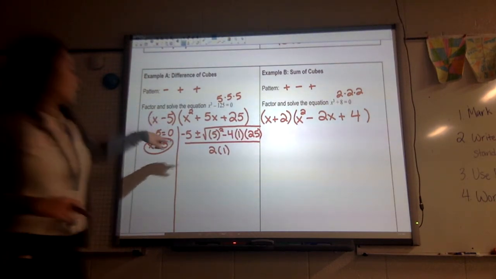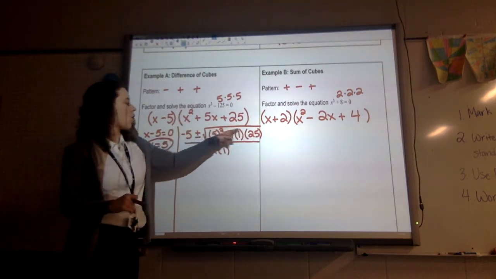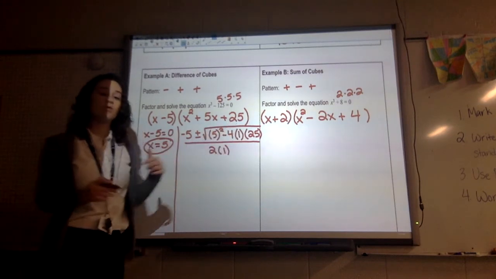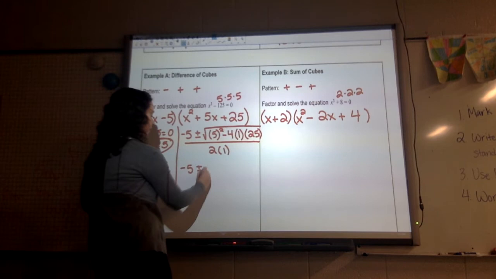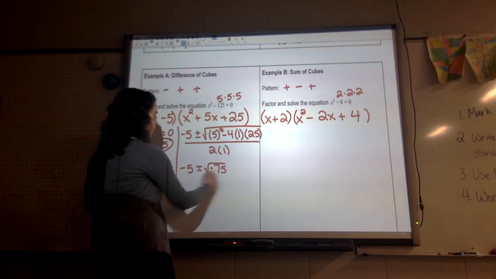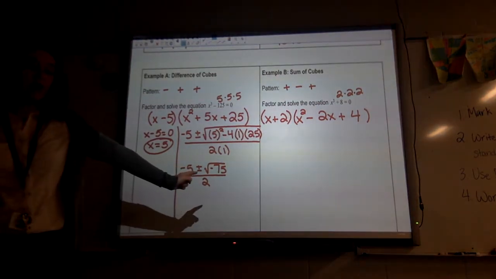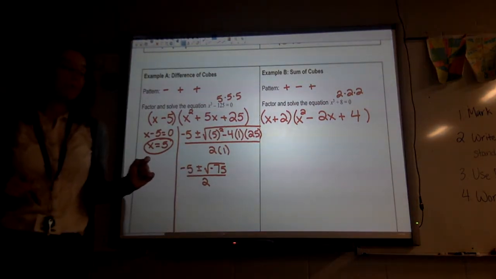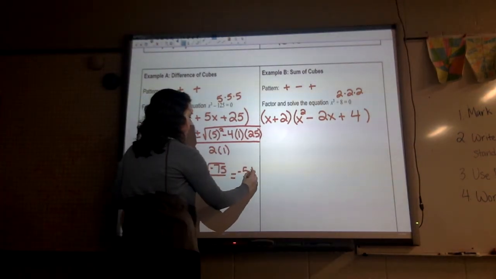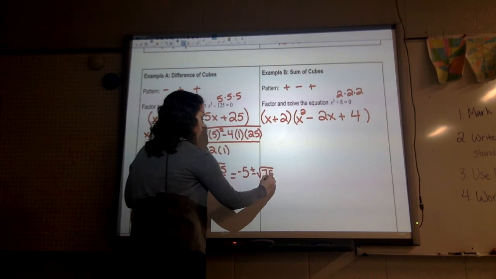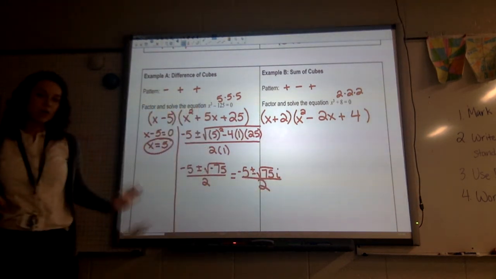Once I get here, I'm not going to type the whole thing in my calculator. The only thing I'm going to type in is all of this under the square root. And if you type all of that in, it tells you that it is negative 75. That should set off warning bells in your head, because if I have a negative inside of a square root, I know right off the bat, hey, that's imaginary. Okay? I am almost done.